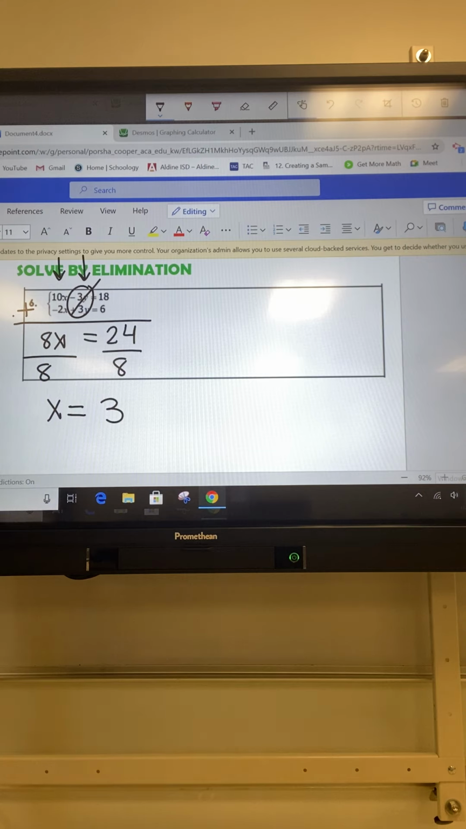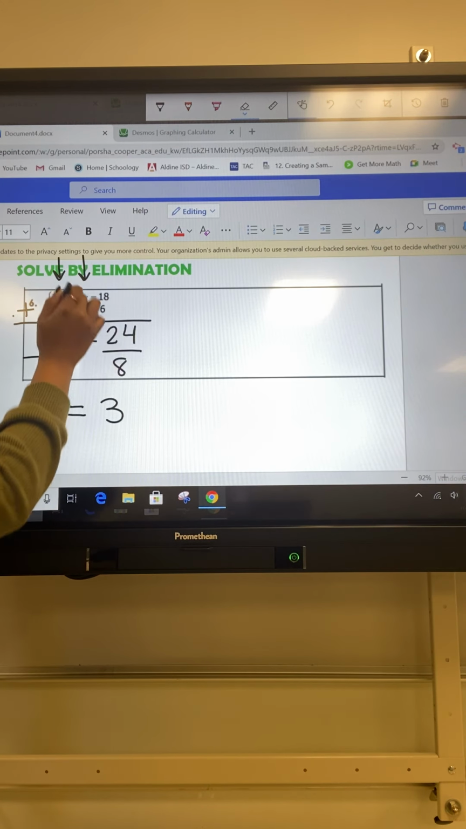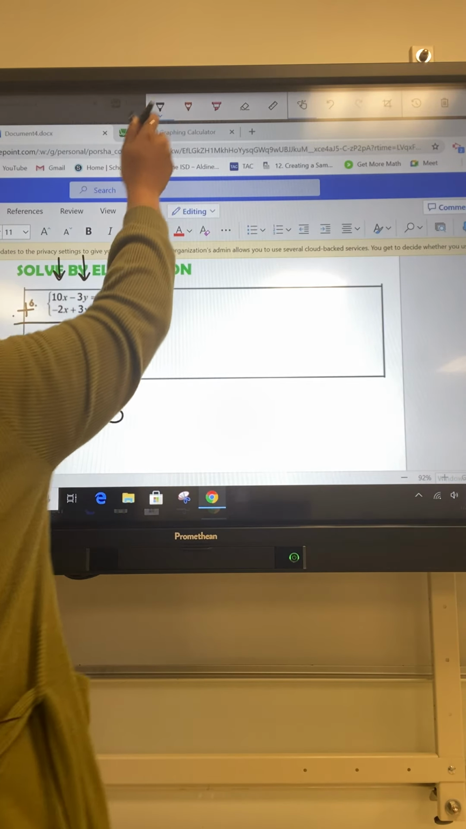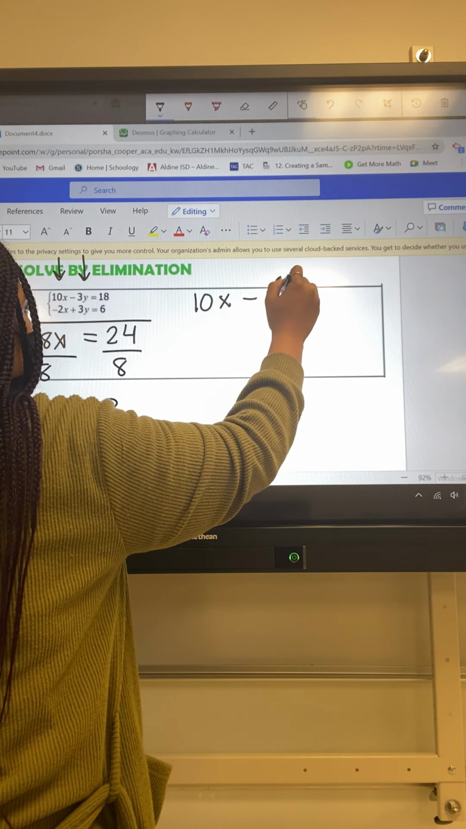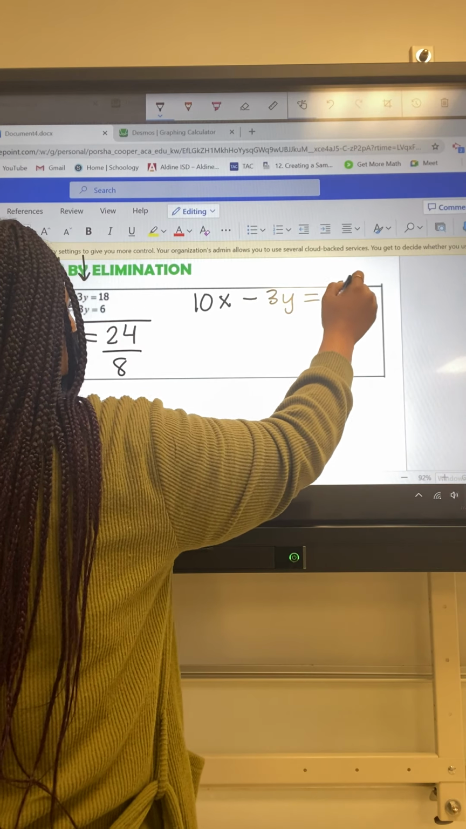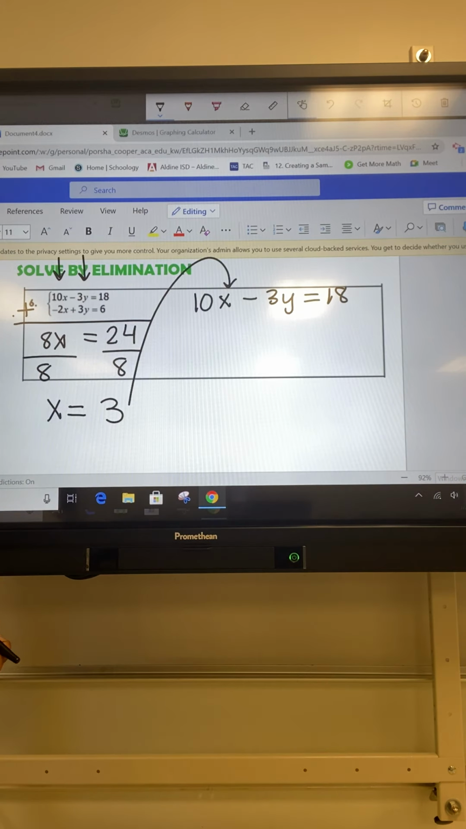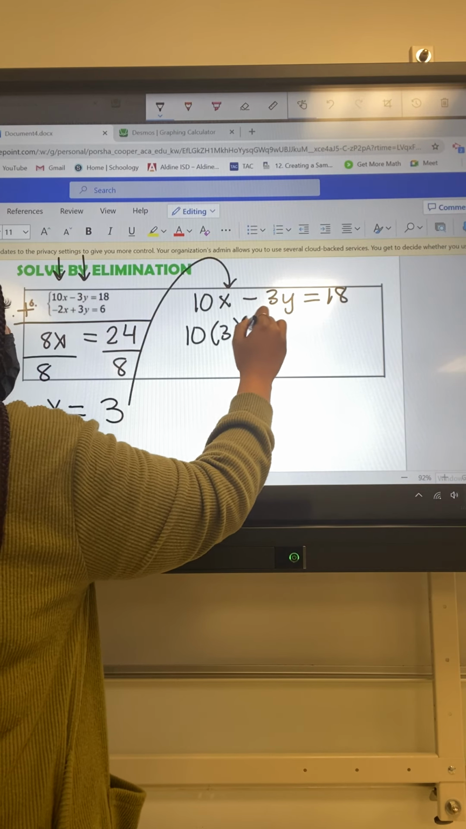Now in order to find the solution, we have to find x and y. So what we can do now is we can take that value that we just found, plug it back into one of the original equations to solve for y. It doesn't matter which one you choose, so I'm going to choose the first equation. And what I'm going to do is I'm going to take this 3 and I'm going to plug it in for x. So this is going to be 10, and we found out that x is 3.